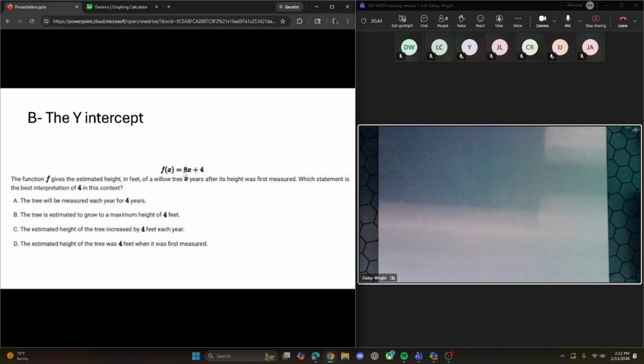If 4 was in the m, the slope, in front of x, this would be your correct answer, but since it's b, the estimated height of a tree was 4 feet when it was first measured. First measured, a willow tree x years after its height was first measured, so the beginning would be when it was first measured, so it would be answer choice D.